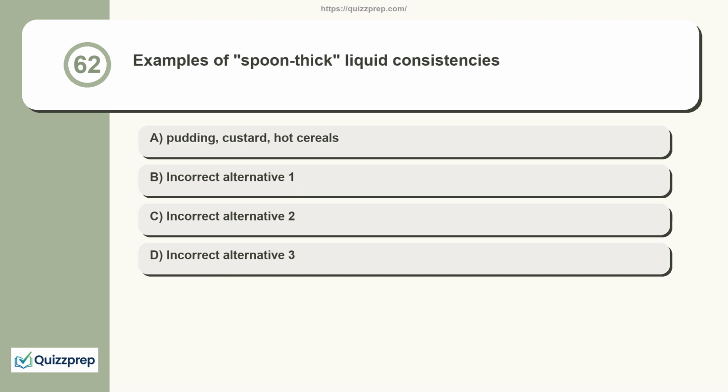Question 62. Examples of spoon-thick liquid consistencies. Pudding, custard, hot cereals.